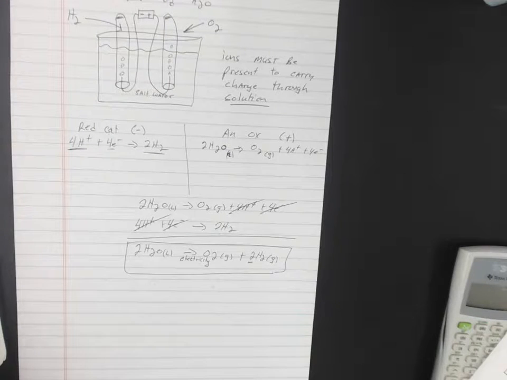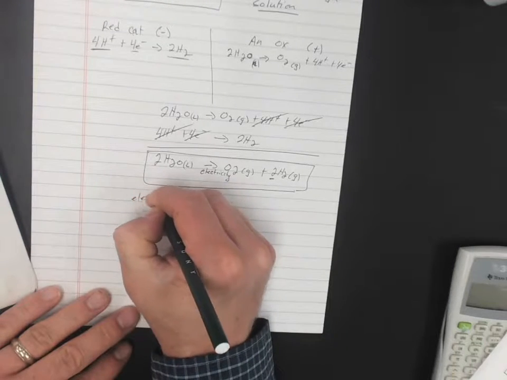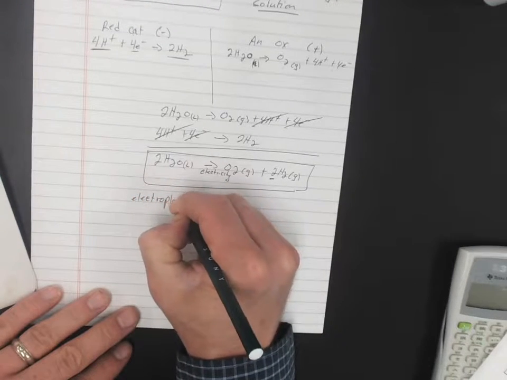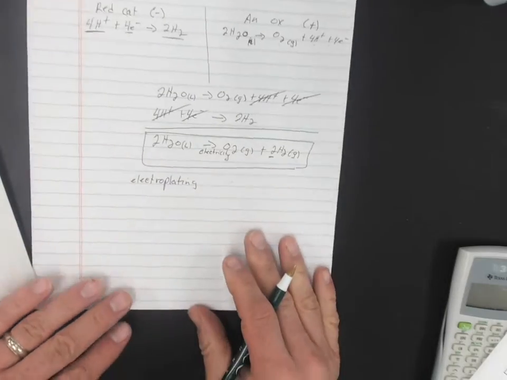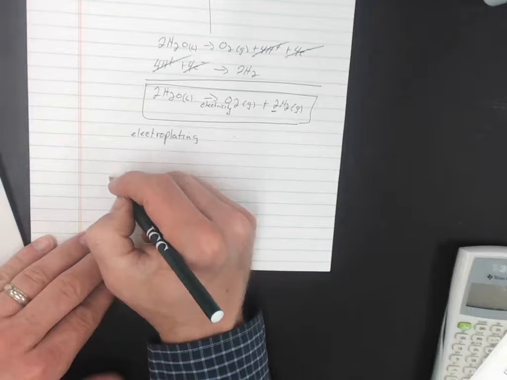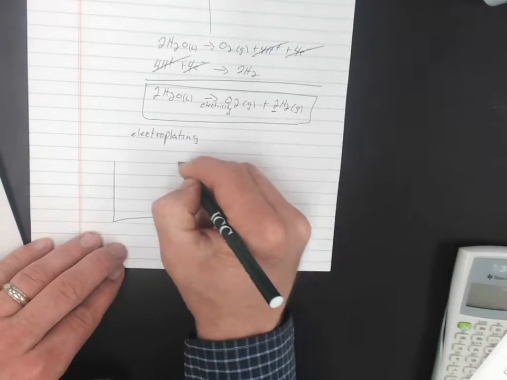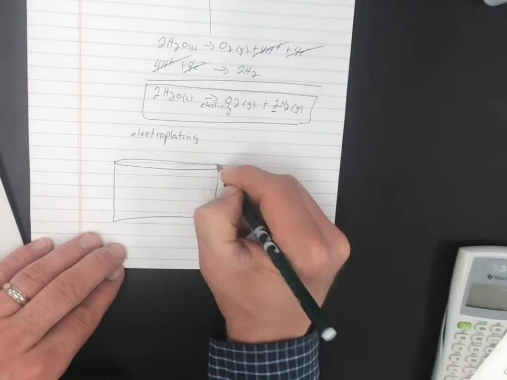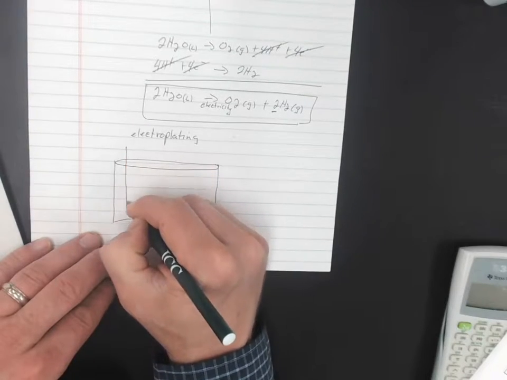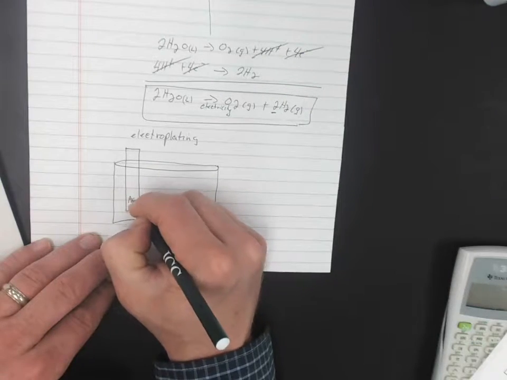Okay, now the next thing that we need to talk about is what is called electroplating. Electroplating is a very similar process to electrolysis because it still uses an electrolytic cell, but it has a different purpose. The purpose of electroplating is to take a very expensive metal. So in this case, we're going to use silver.